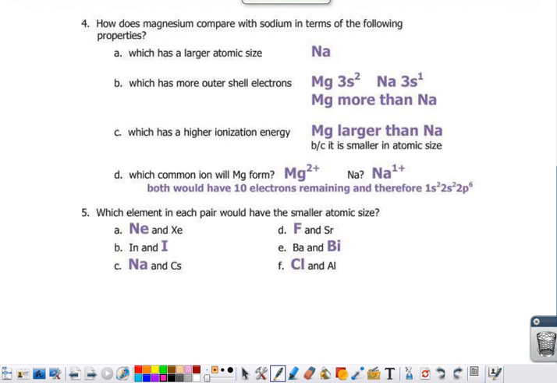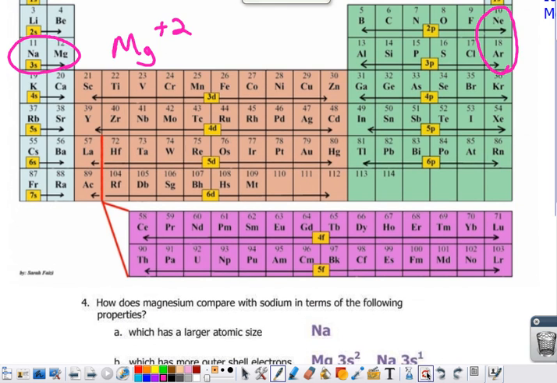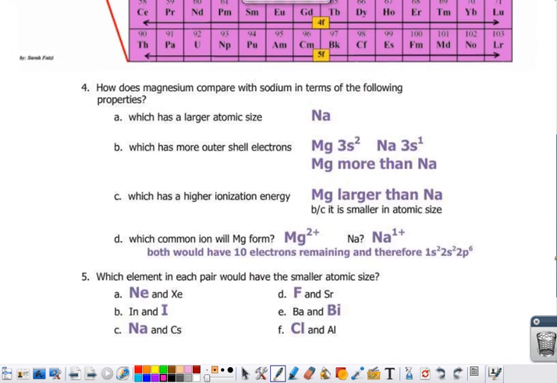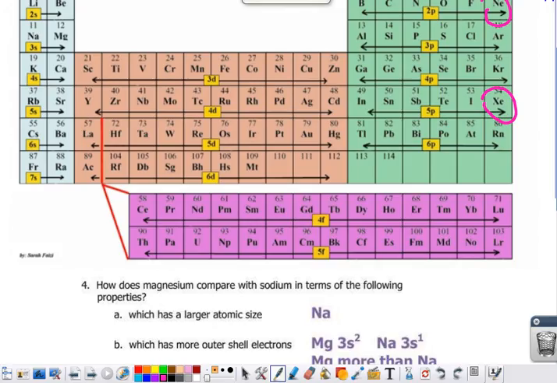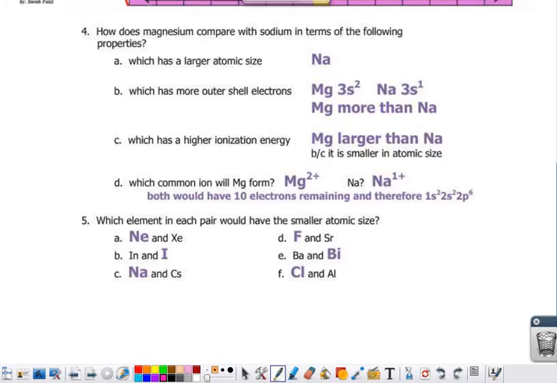You can look at their placement. Neon versus xenon. Neon would have way less energy levels, so neon is smaller. Indium and iodine, that's a tricky one. They're on the same energy level, so they have the same shielding, but iodine has 53 protons, which is going to make it smaller. It's going to pull the electrons in. Sodium and cesium, sodium has way fewer energy levels, so it's definitely smaller.